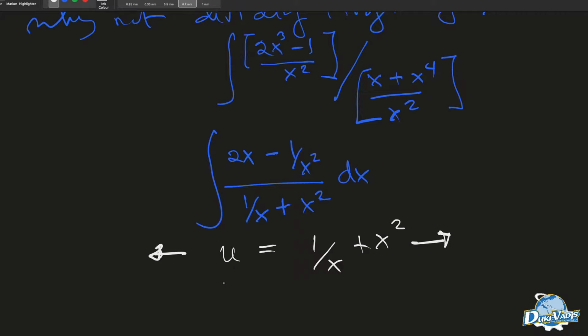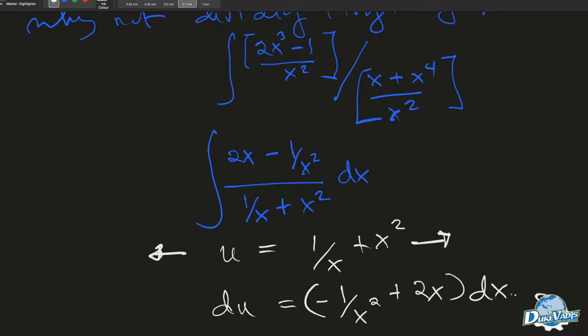So when we differentiate this, we get du equal to (minus 1 over x squared plus 2x) dx. Now, when we look at this equation and compare it to what we have, how simple can it be? Our du is equal to minus 1 over x squared plus 2x, which is exactly what we have on top in the numerator.